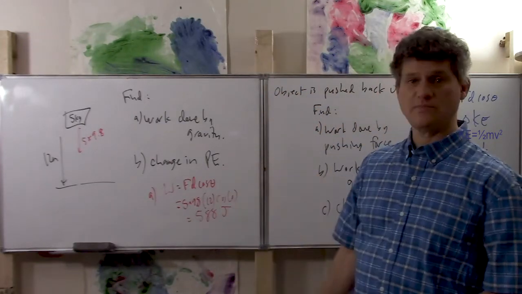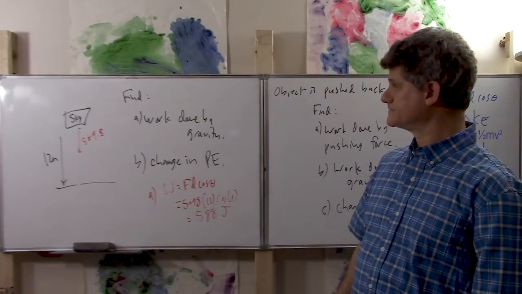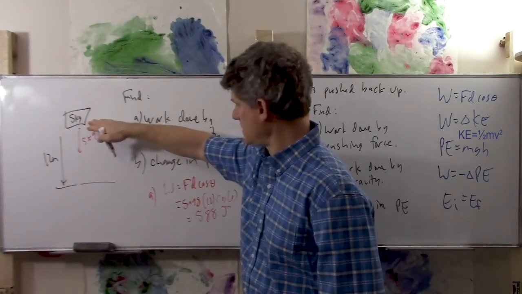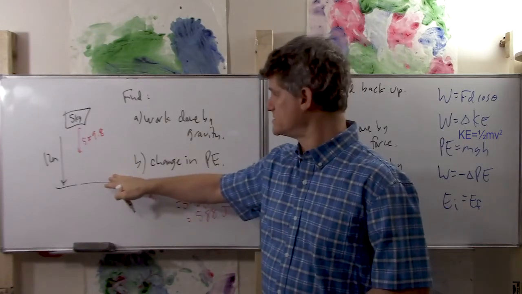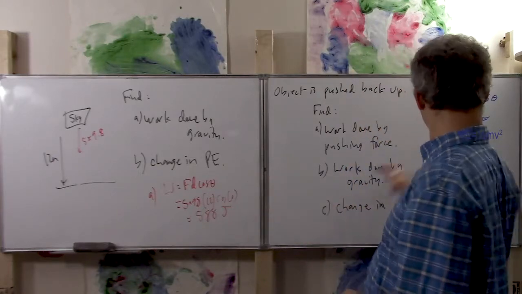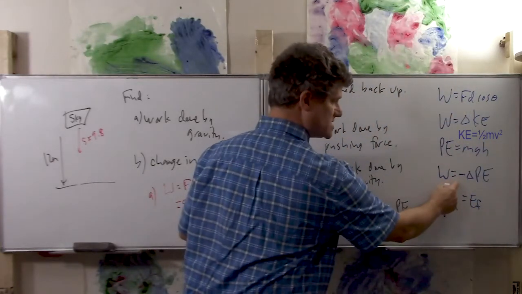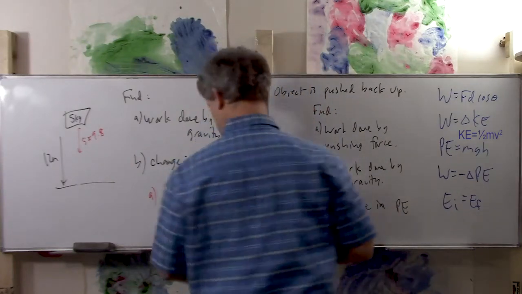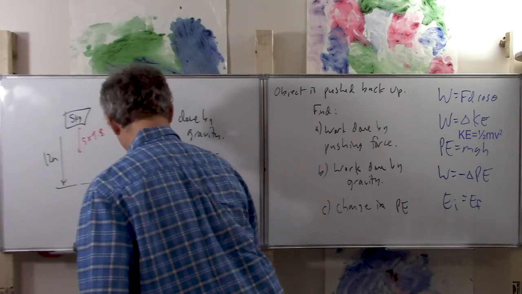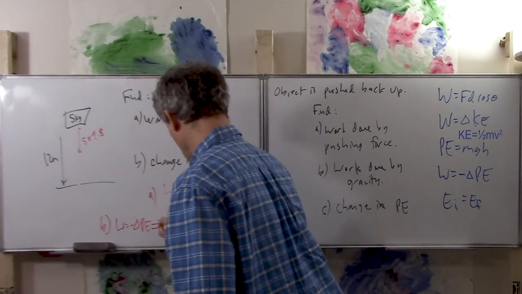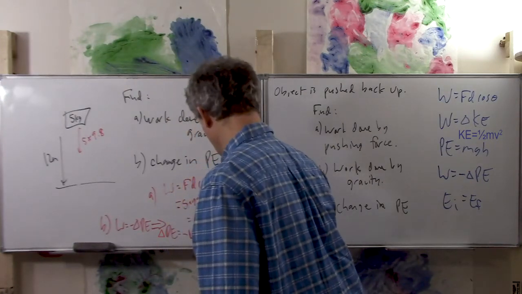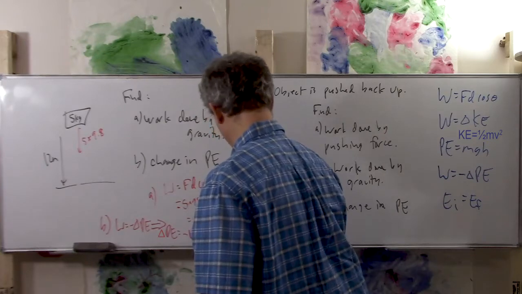All right, now the change in potential energy. So you could calculate the potential energy here is mgh, which is going to be 588. And then down here, the potential energy is 0. So the difference between those two is negative 588. Or we can use this equation here: work is equal to the negative change in potential energy. So for part B, that would get us work equals negative change in potential energy, so change in potential energy equals negative work, which is negative 588 joules.